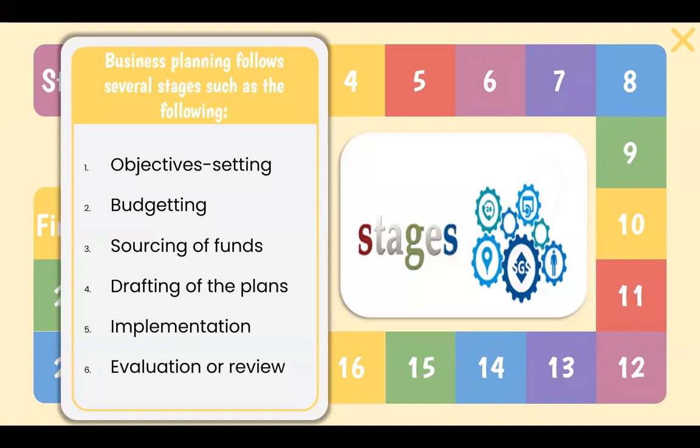Business planning follows several stages such as the following: objective setting, budgeting, sourcing of funds, drafting of the plans, implementation, evaluation or review.